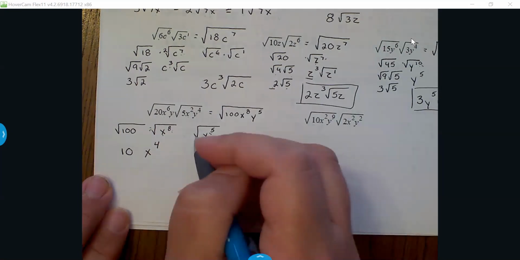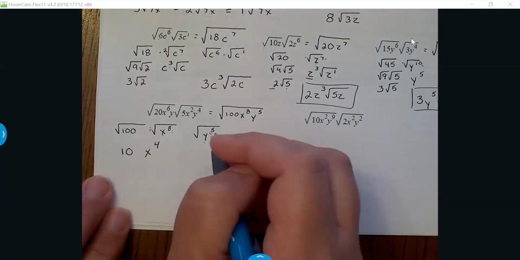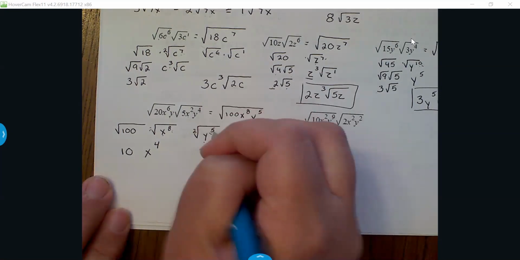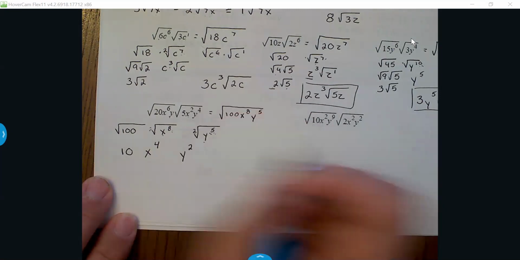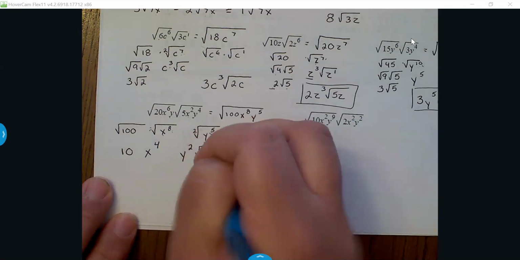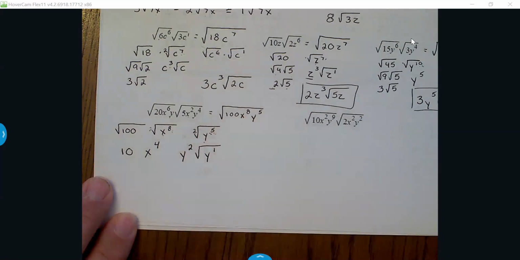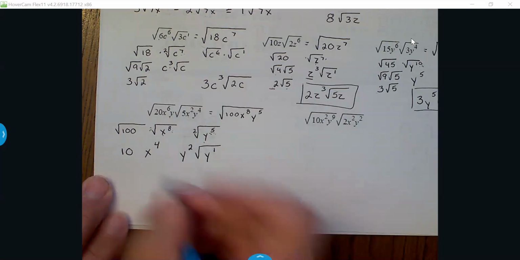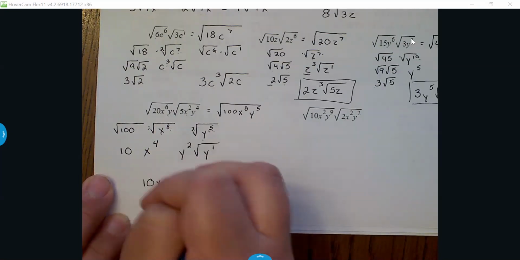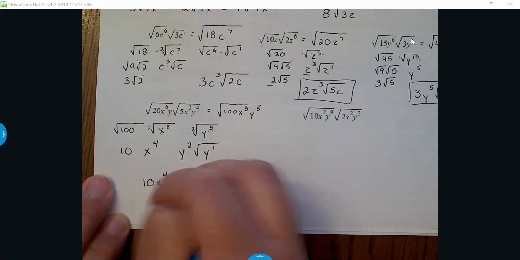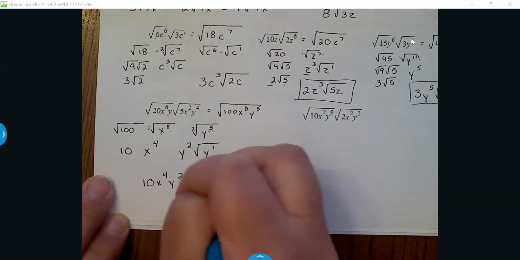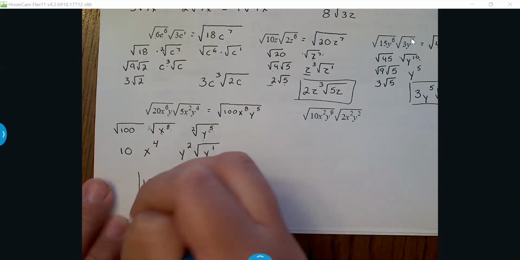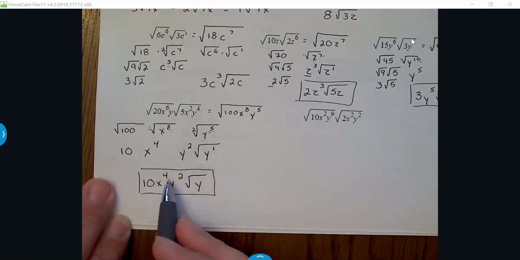Okay? So now I have the square root of y to the 5th. How many times does 2 go into 5? Well, 2 only goes into 5 2 times. So I have y squared with 1 left over. So I have the square root of y to the 1st. So when I write this, I write the numbers that are outside, not underneath the radical, first. So 10x to the 4th y squared. And then I only have a y left underneath the square root. So my final answer would be 10x to the 4th y squared times the square root of y.